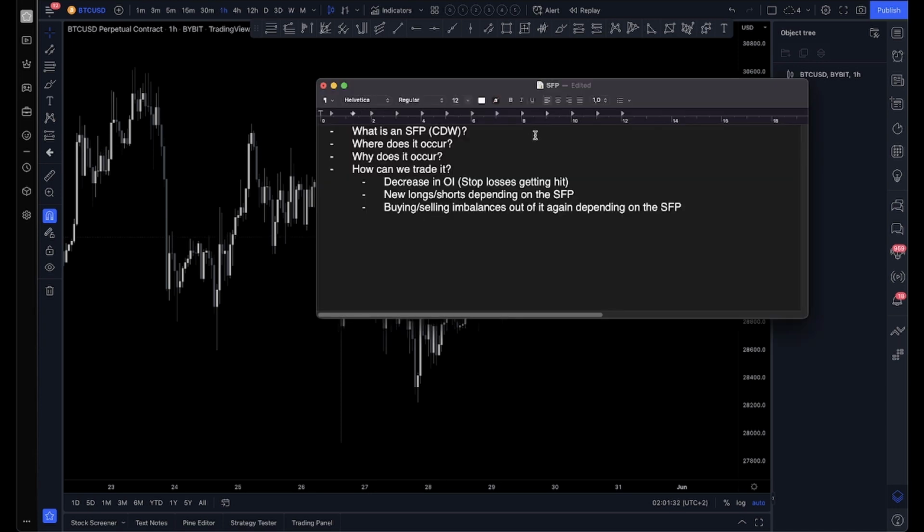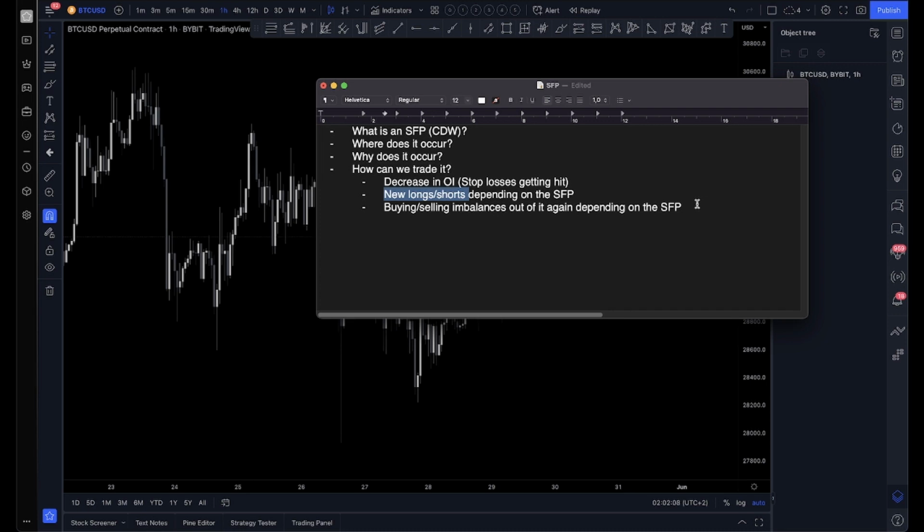So I wrote basically the essential things. You want a decrease in open interest for all the stop losses getting hit. Then you want the new longs and new shorts, depending on if it's a long or short position, and these are basically the fuel upside. And then you want to see buying or selling imbalances out of the SFP, essentially leaving the traders trapped and then either liquidated or just closing their position.